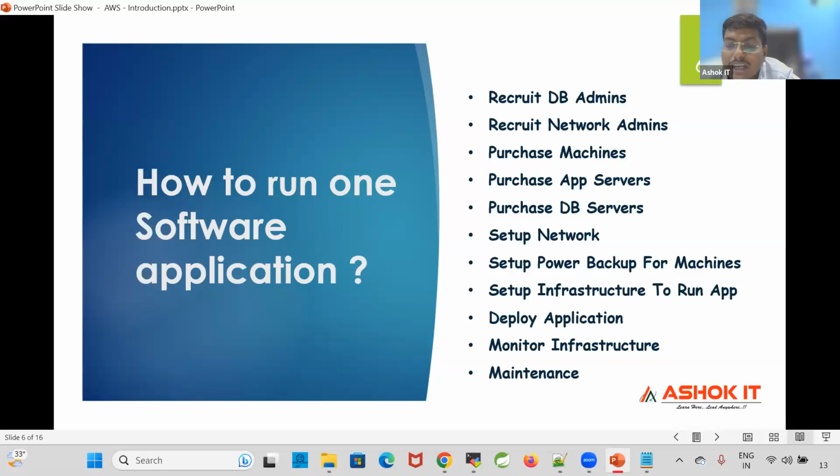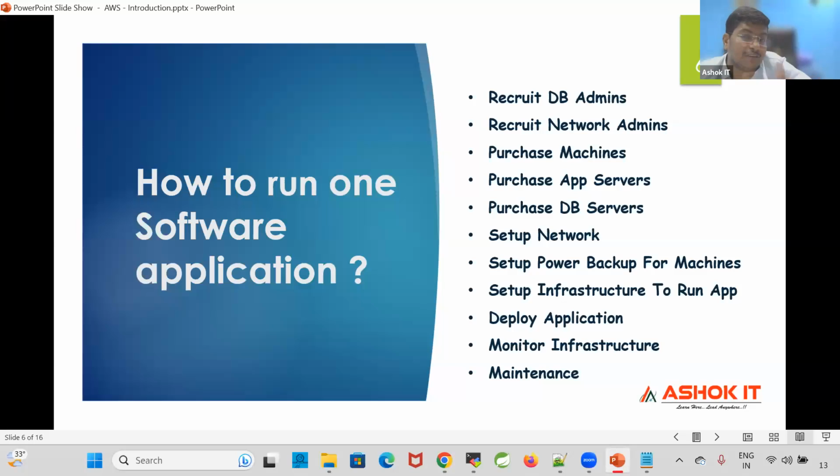So we need to recruit network administrators and database administrators, to manage the databases required for the projects in the company, and to maintain the network in our company for the computers. We need to purchase the computers. We need to purchase the servers. We need to set up the network. We need to set up the power for our office. Power backup is required. We need to set up the infrastructure to run the application. We need to deploy the application.